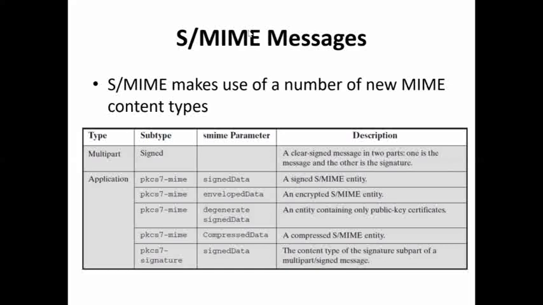The last one is the content type of the signature subpart of the multipart signed message. At that time you can use PKCS7 signature, with signed data as the S/MIME parameter. So this is with respect to S/MIME messages. In the next class we're going to see more details about S/MIME messages regarding enveloped data, signed data and all those things.